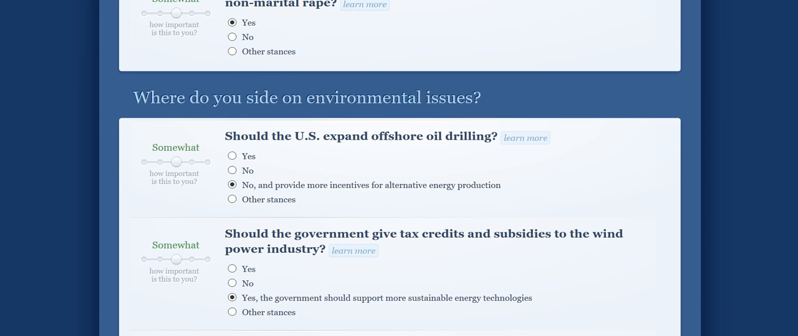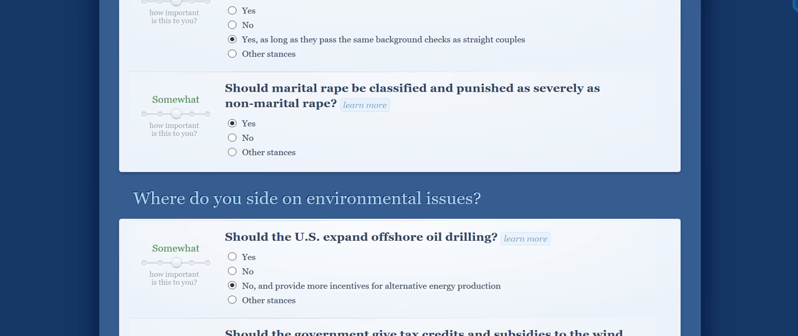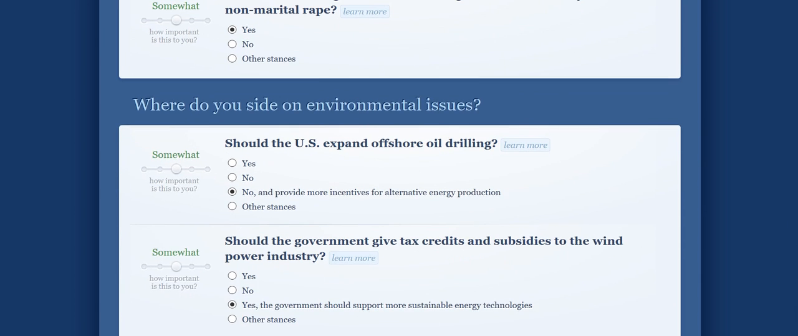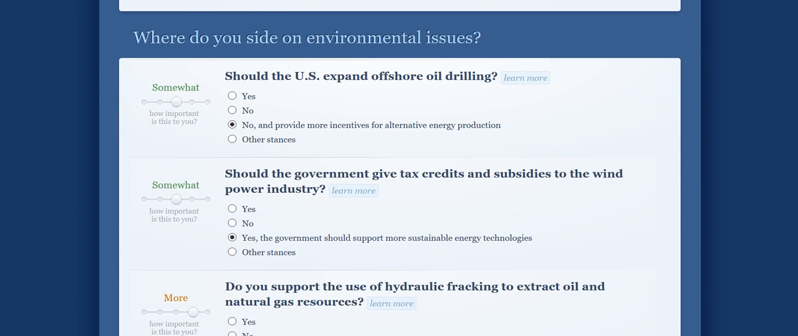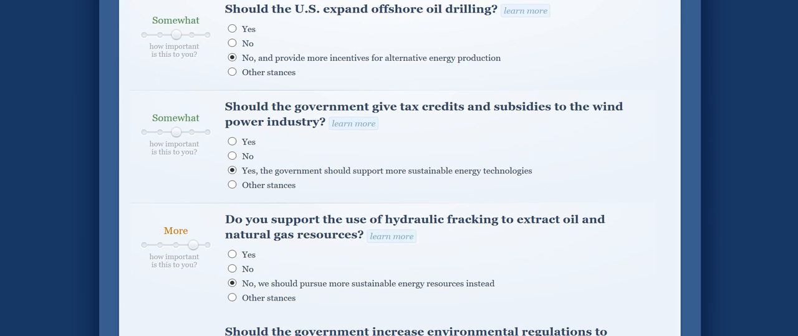All right, where do you side on environmental issues? Did I miss one? I feel like I may have missed one. No, I didn't. Okay. Should the U.S. expand offshore oil drilling? No, and provide more incentives for alternative energy production. That's pretty self-explanatory. Should the government give tax credits and subsidies to the wind power industry? I said, yes, the government should support more sustainable energy technologies.